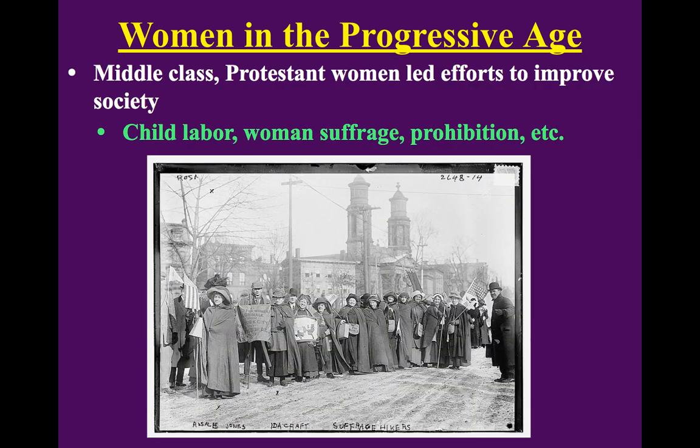The people that were leading this effort were often middle-class Protestant women. Protestant being like Baptist, Methodist, Presbyterian. They led efforts to improve society. Child labor, women's suffrage, prohibition. They led all of these reforms. Okay? And they were successful in all of them. Child labor was ended. Women gained the right to vote. And prohibition went from 1920 to 1933.